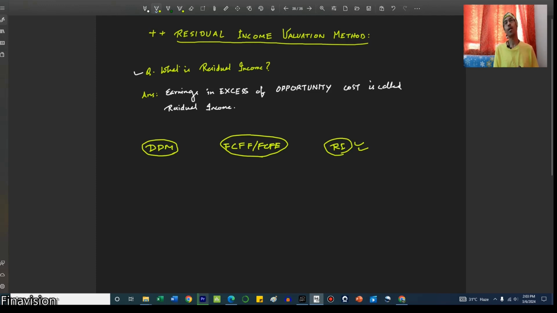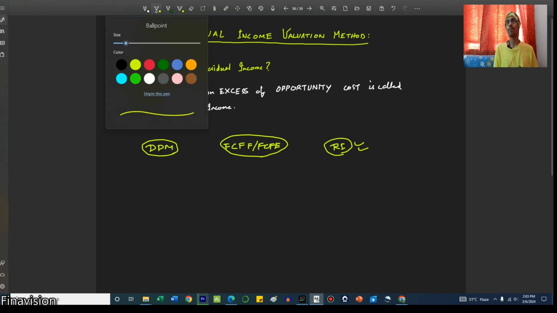To know that, first we have to understand what residual income is. By definition, residual income is the earnings in excess of opportunity cost. Now what is opportunity cost? Let's understand that also.